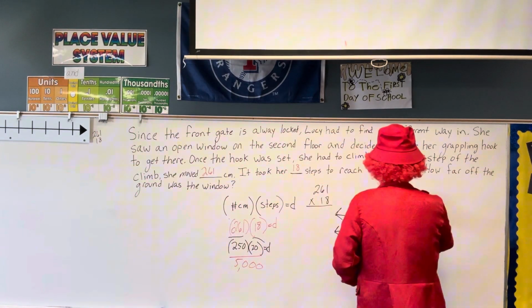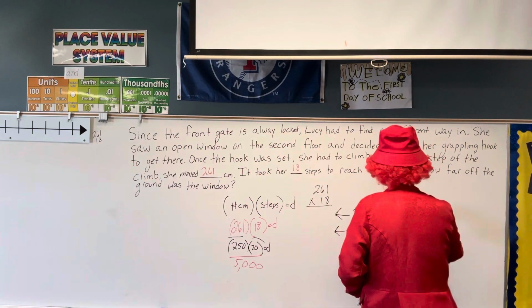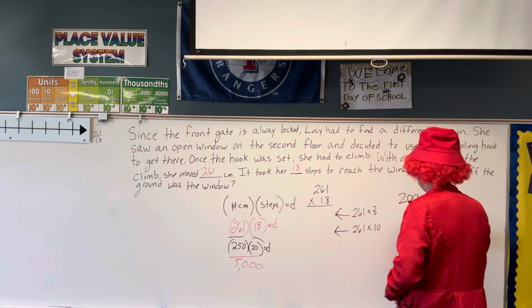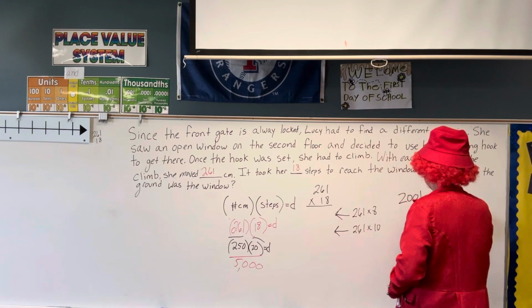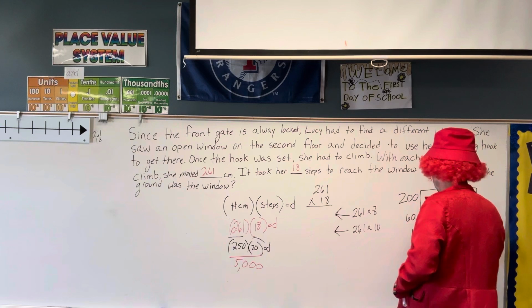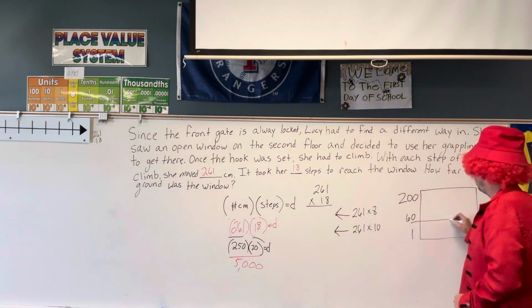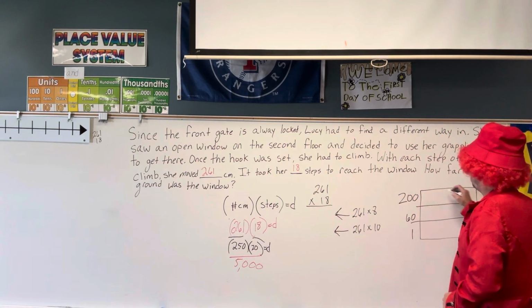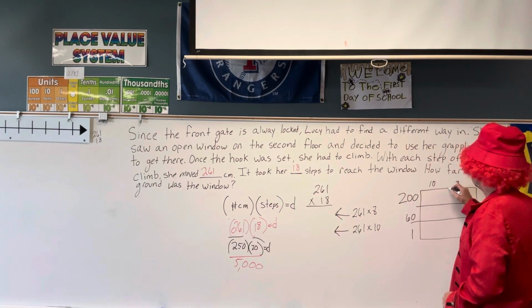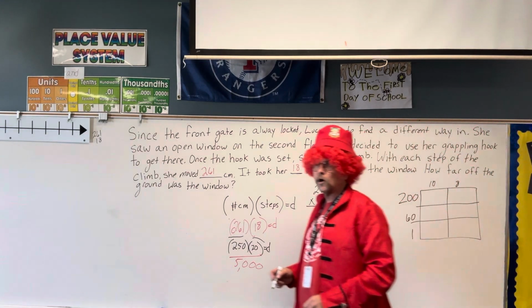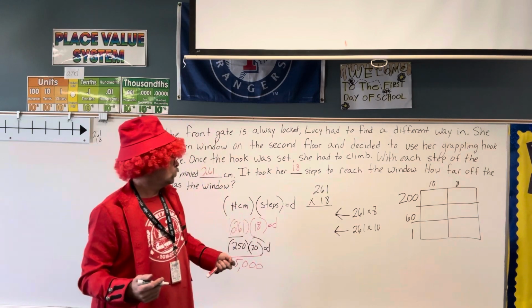I could make it 260 and 1. So I take it down and put it in its expanded form. And I could multiply it by 10 and 8. And then I would add all those products together. So there are two different ways we could do it.